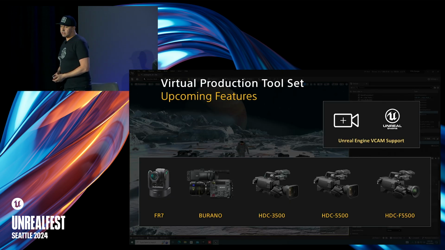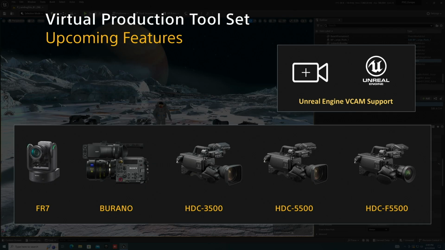And for upcoming cameras, we're not just including the Venice, but we are adding our broadcast cameras, as well as our Burano, our latest member of the Cine Alta family, as well as our FR7, the world's only PTZ camera with a full frame sensor and lens interchangeability. And now we're also adding the Unreal to the VCam, so you'll be able to see the virtual Venice in the VCam.